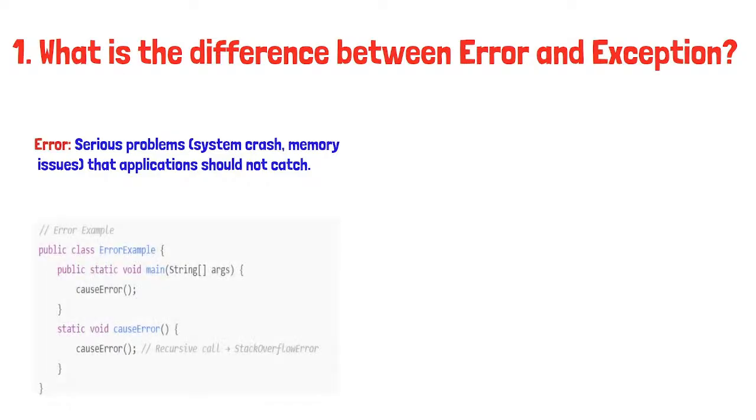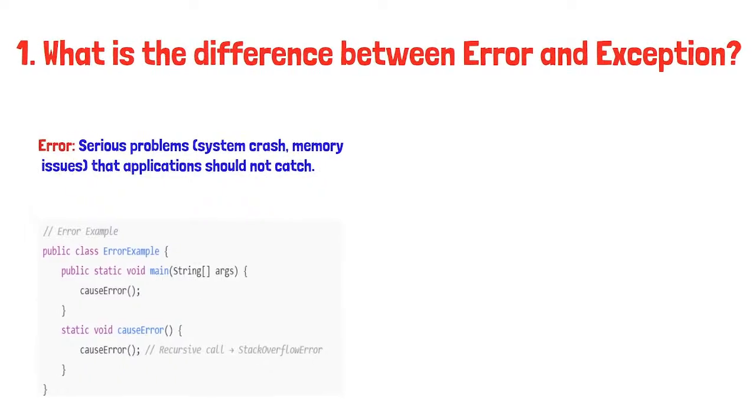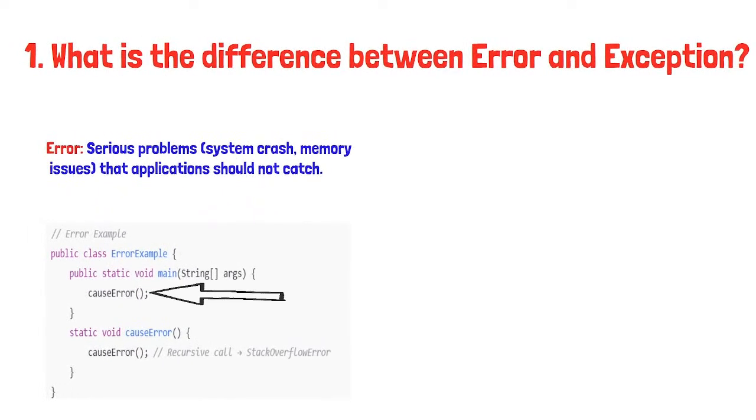For example, you can see there is a cause error, and here you are calling a recursion method. If you have not handled any recursion method properly, then what will happen? It will be called continuously and it will create an infinite loop. So if it creates an infinite loop, then it will be called continuously, so it will be a very serious problem.